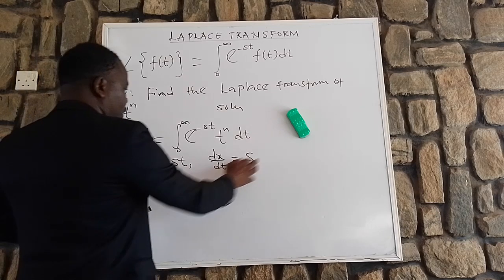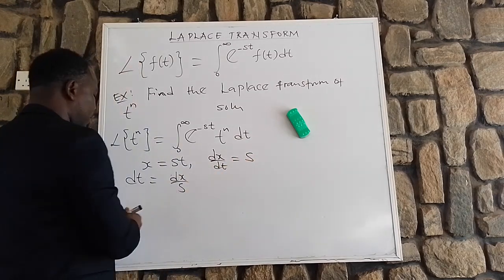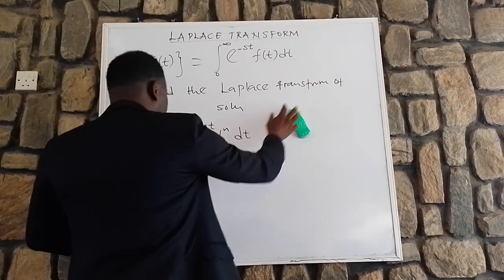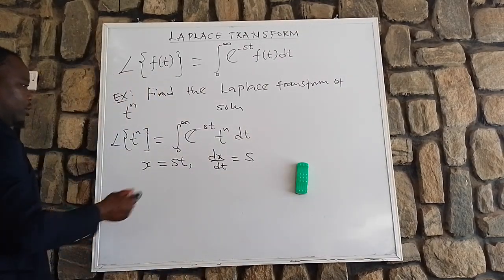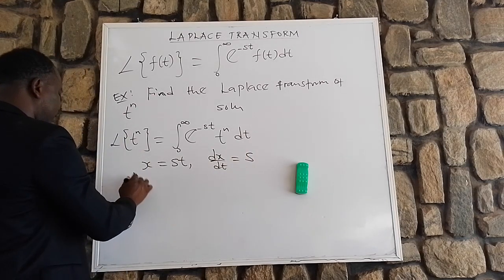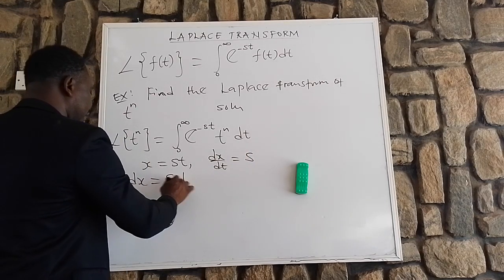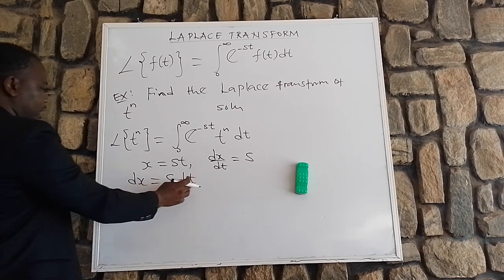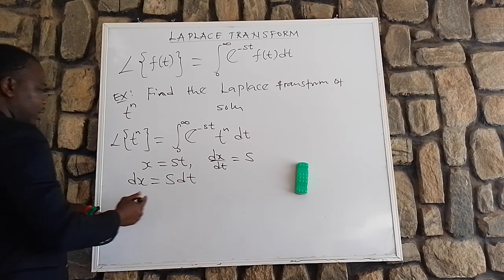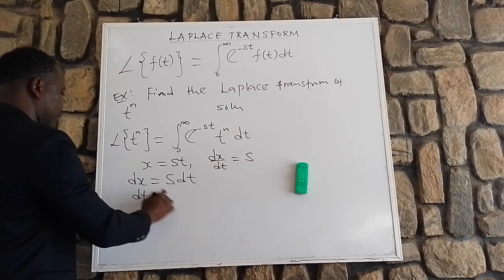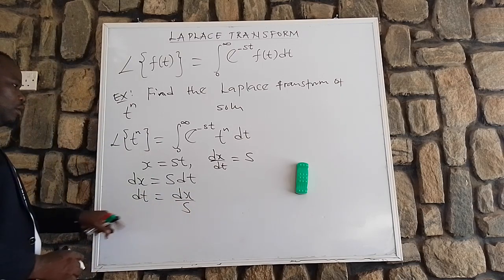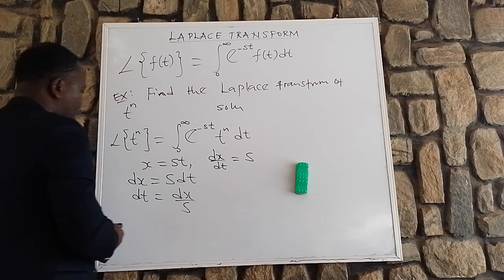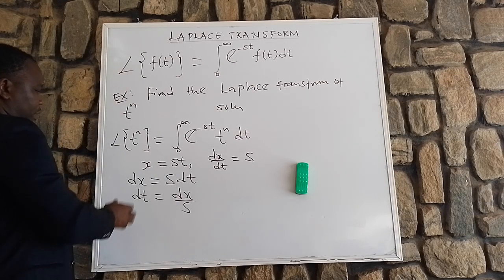Let's do it this way. If we cross multiply, we'll have dx is equal to s dt, true or false? Then make dt the subject of the formula. It implies that our dt is going to be equal to dx all over s, true or false? So you agree with me, right?